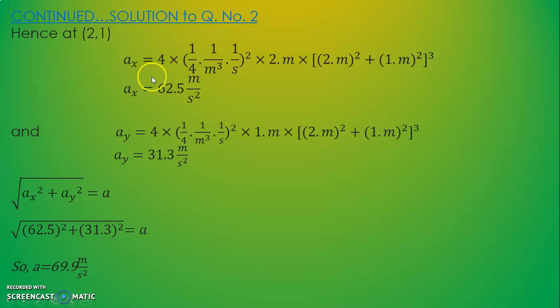So hence at (2, 1), ax is equal to 62.5 meter per second squared, which is obtained on further calculating by putting the values, and on further simplification this particular value is obtained for acceleration in the x direction, and 31.3 meter per second squared acceleration in the y direction. This can be obtained on putting the values and on further simplification. So acceleration is equal to 69.9 meter per second squared, which is the resultant acceleration, obtained using this particular formula.